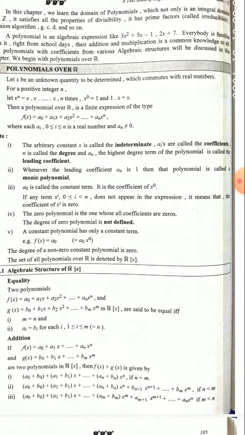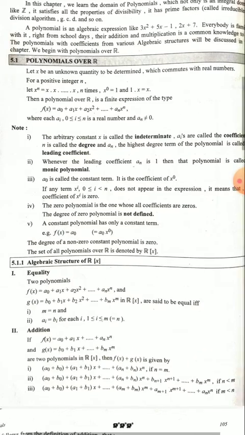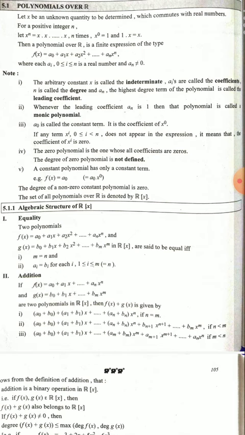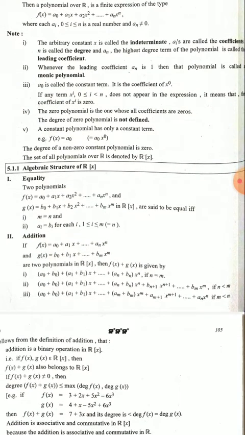A constant polynomial has only a constant. For example, f of x is equal to 5. Okay, this is a polynomial. It is called a constant polynomial because it has only one term, 5, and it is constant. The degree of a non-zero constant polynomial is 0. The set of all polynomials over R is denoted by R of x. So R of x is the set of all polynomials with real coefficients.